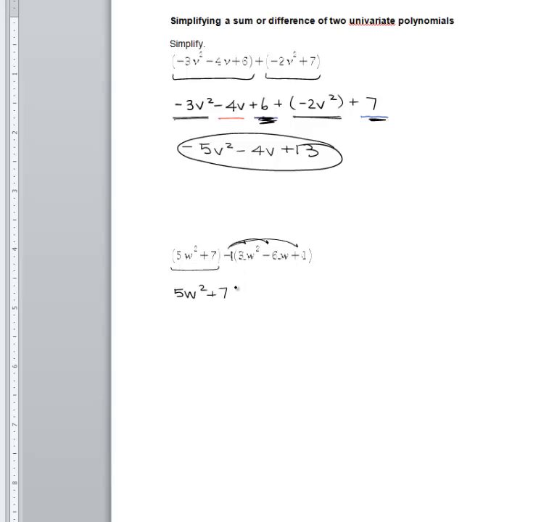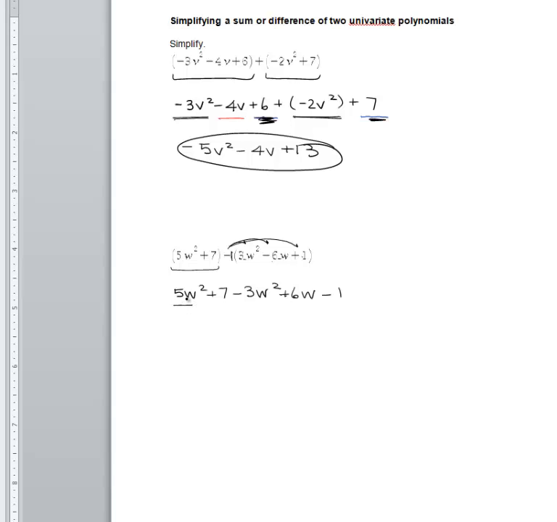And that will give me a minus 3w squared. And then a minus 1 times a negative 6 is going to be a positive 6w. And then negative 1 times a positive 1 gives me a minus 1. Okay, so this looks just like something that we were doing up above in the previous problem, right? So I'm going to look for my like terms.